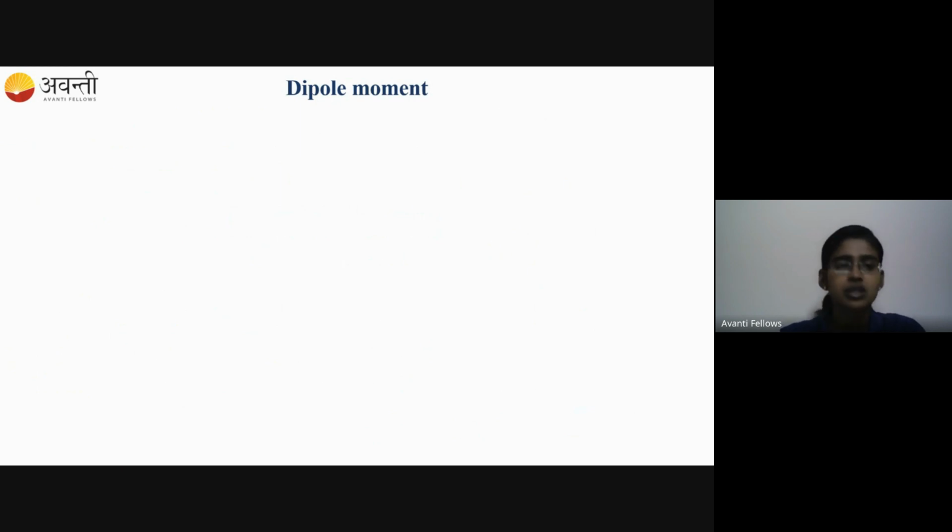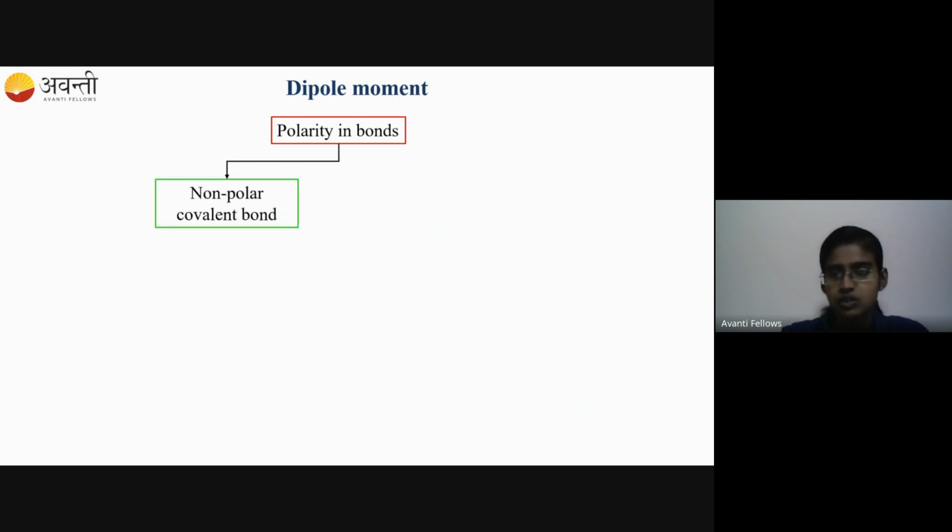And if you take any covalent bond, there will be some ionic character present in it. Now, there is some polarity in the bond. Polarity in the bond is divided into two, and it is studied with this classification. One is non-polar covalent bond and the other one is polar covalent bond.